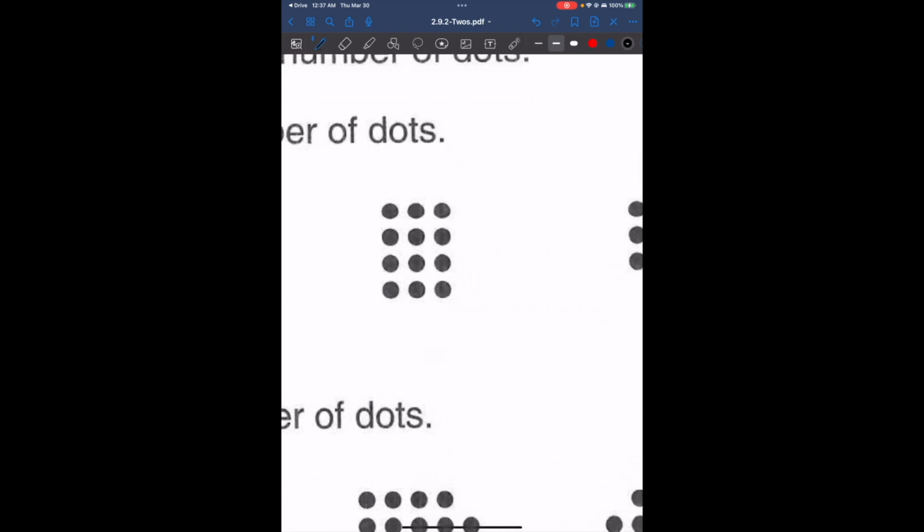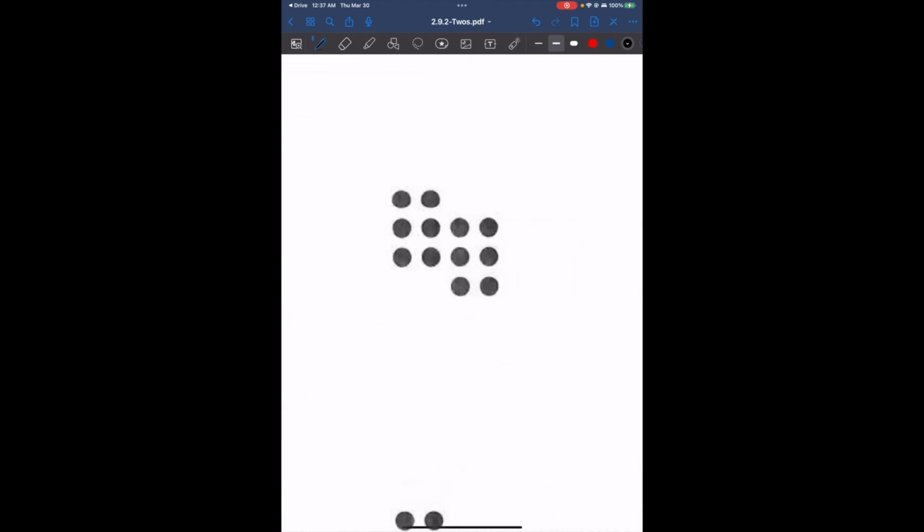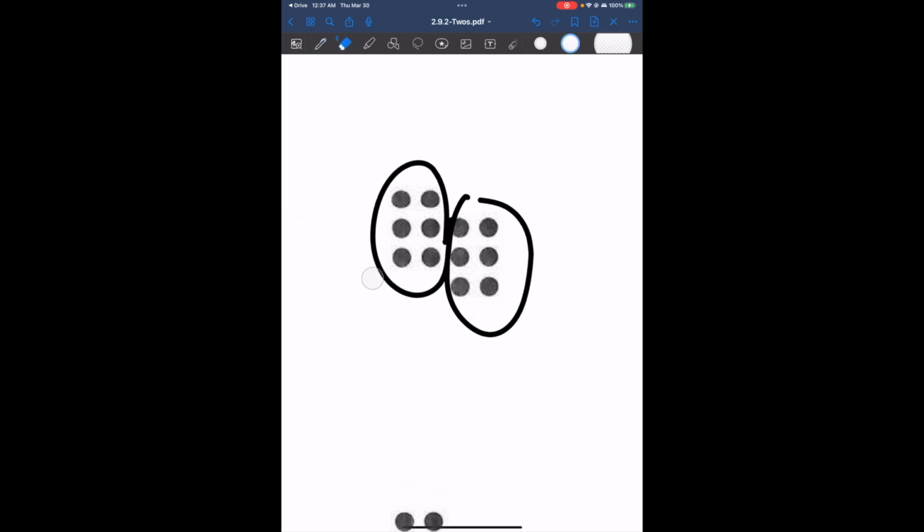For this, we can group it into 2 groups of 6 dots without any remainder, so that's also even. Now for this, although it looks kind of interesting and different from what we've been seeing so far, we can still group it into 2 groups of 6 dots, so this one is also even.